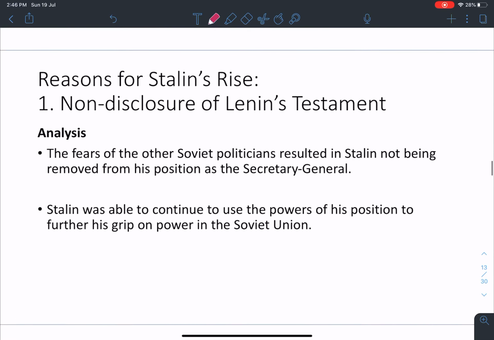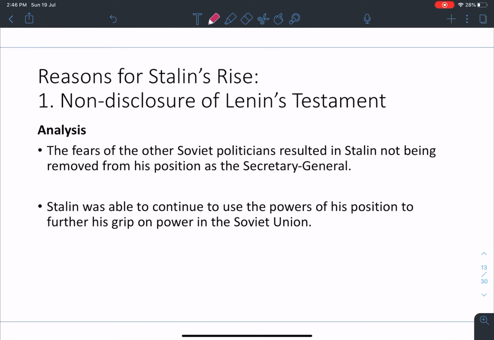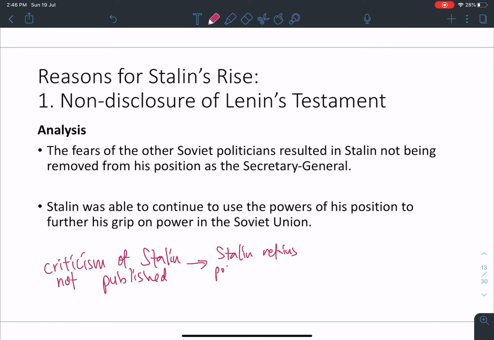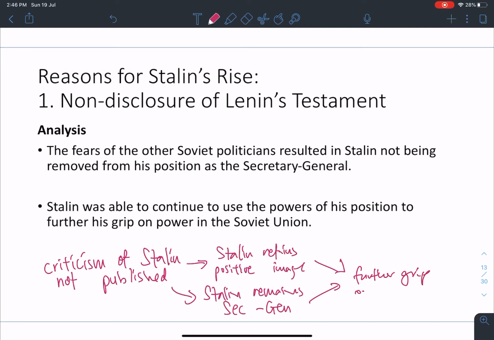And what does this mean? This means that this criticism of Stalin was never published. So criticism of Stalin is not published, right? So what does it mean? Stalin retains a positive image. More than that, Stalin remains Secretary General. Now, Secretary General is an important position which we will go on to look at in the third point. And with this, he can further his grip on power.